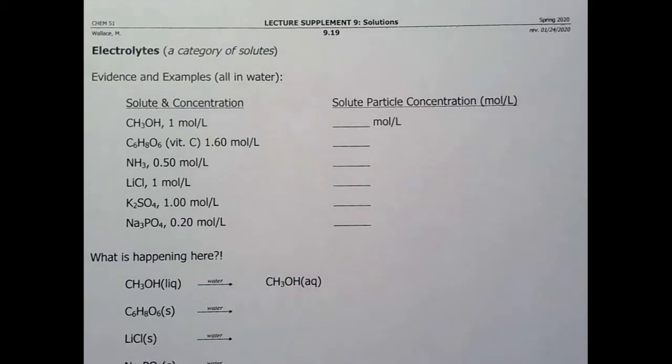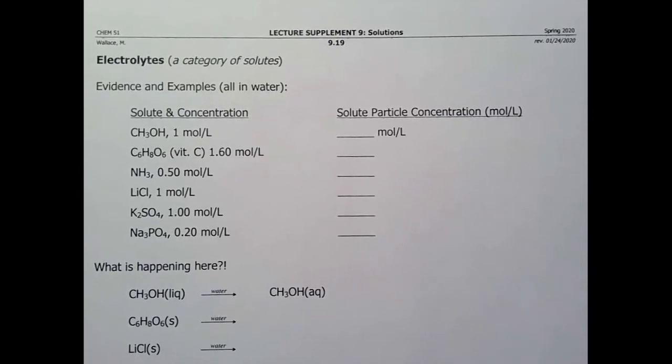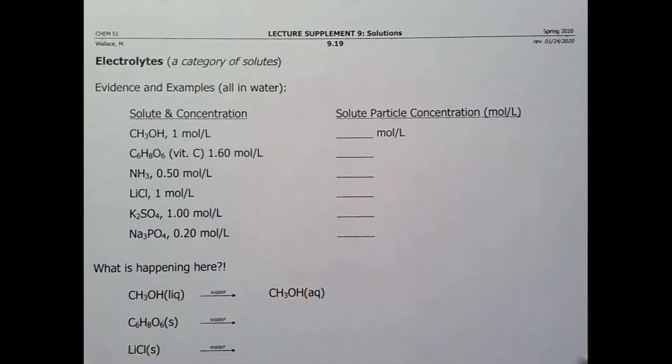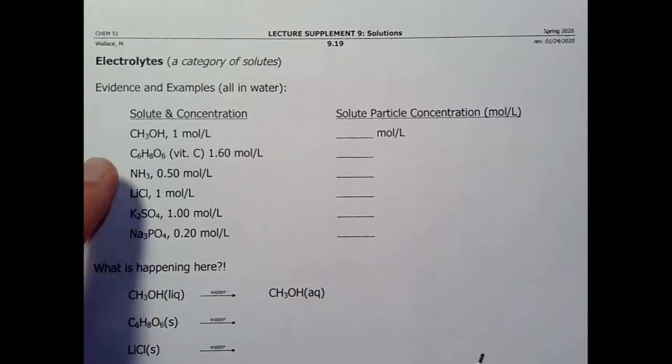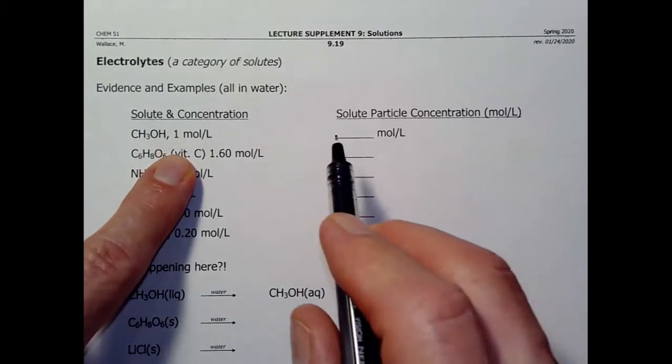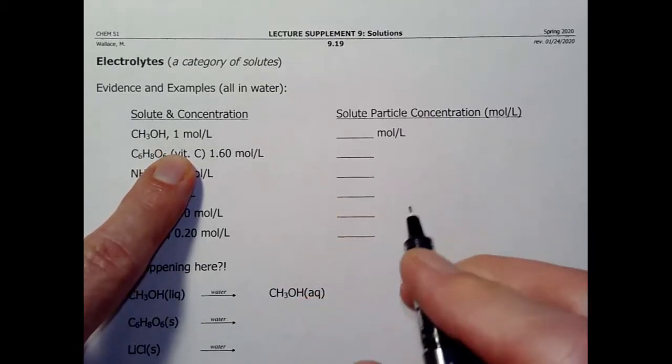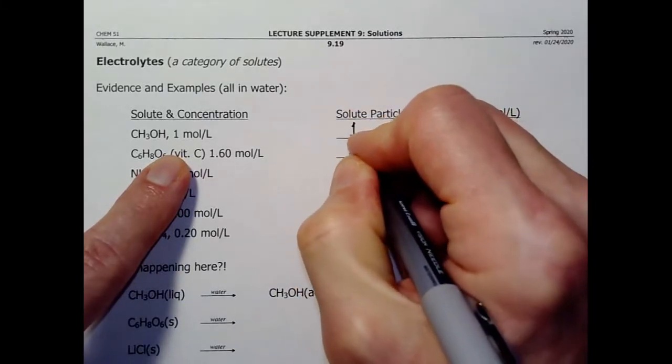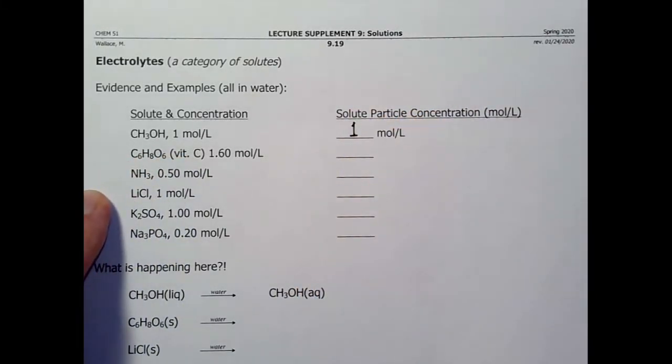So for the rest of Chapter 9, we're really going to be talking about the physical properties of solutions. So I'm on page 19, and I've got these concentrations. That's methanol, CH3OH, 1 mole per liter. If I were to think about the solute particles, I'd say, well, there's 1 mole per liter. And you're thinking, so what?